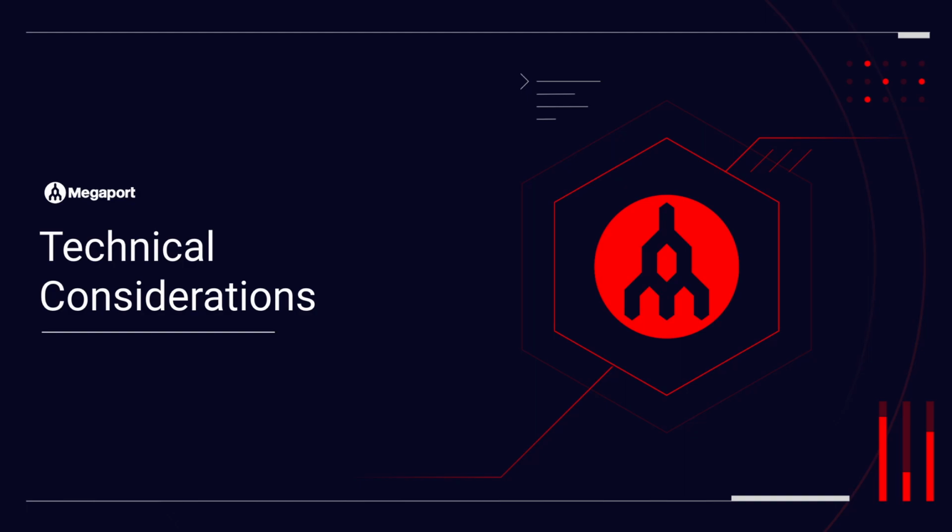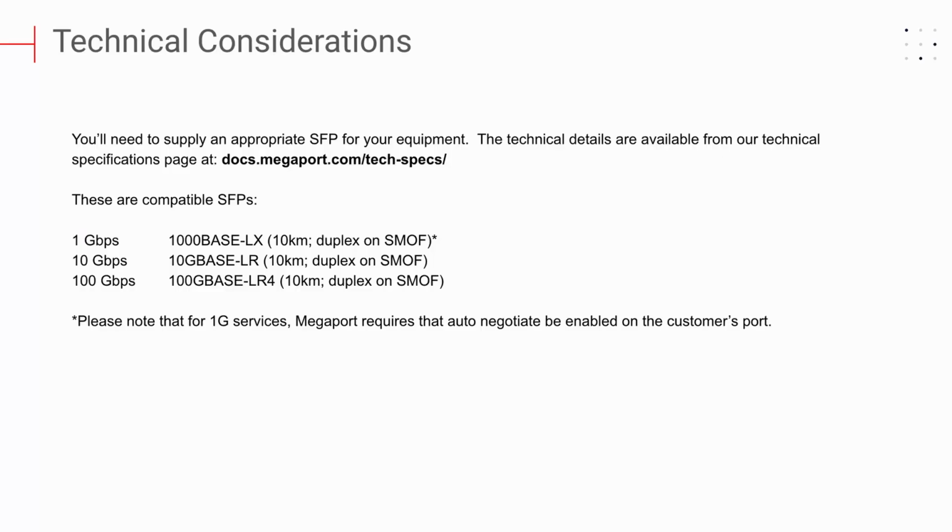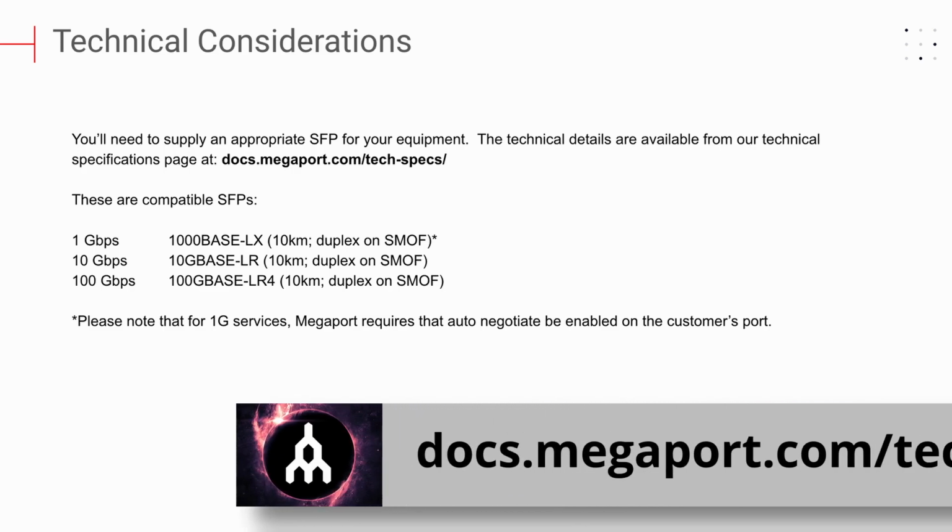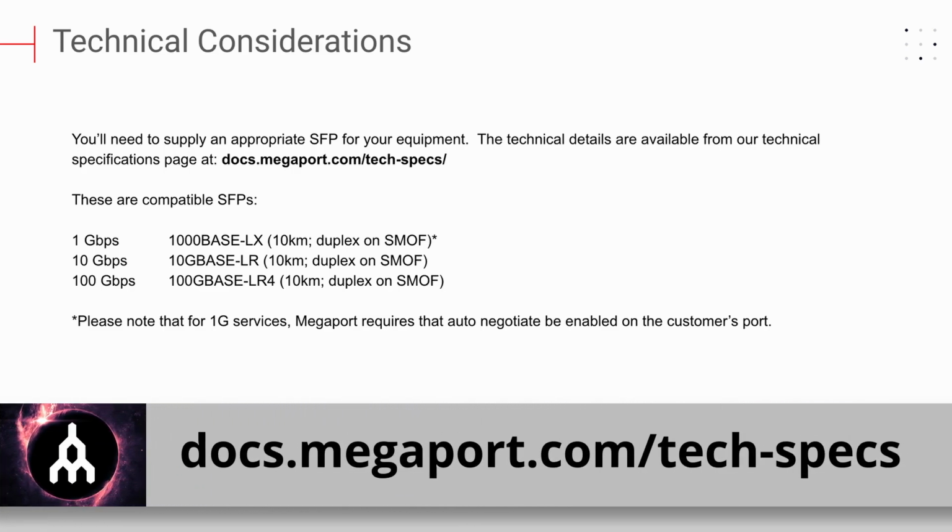Before we go further, there are a few technical considerations to keep in mind. You'll need to supply an appropriate SFP. The technical details are available from our technical specifications page at docs.megaport.com/tech-specs. Below is a list of compatible SFPs. Please note that for 1 gig services, Megaport also requires that auto-negotiate be enabled on the port.